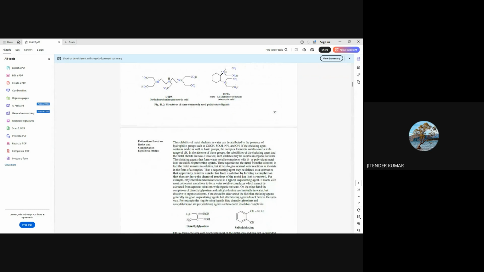Mostly in industry, EDTA is used, because EDTA is cheaper. And second, with EDTA the peaks are very sharp in NMR spectroscopy.